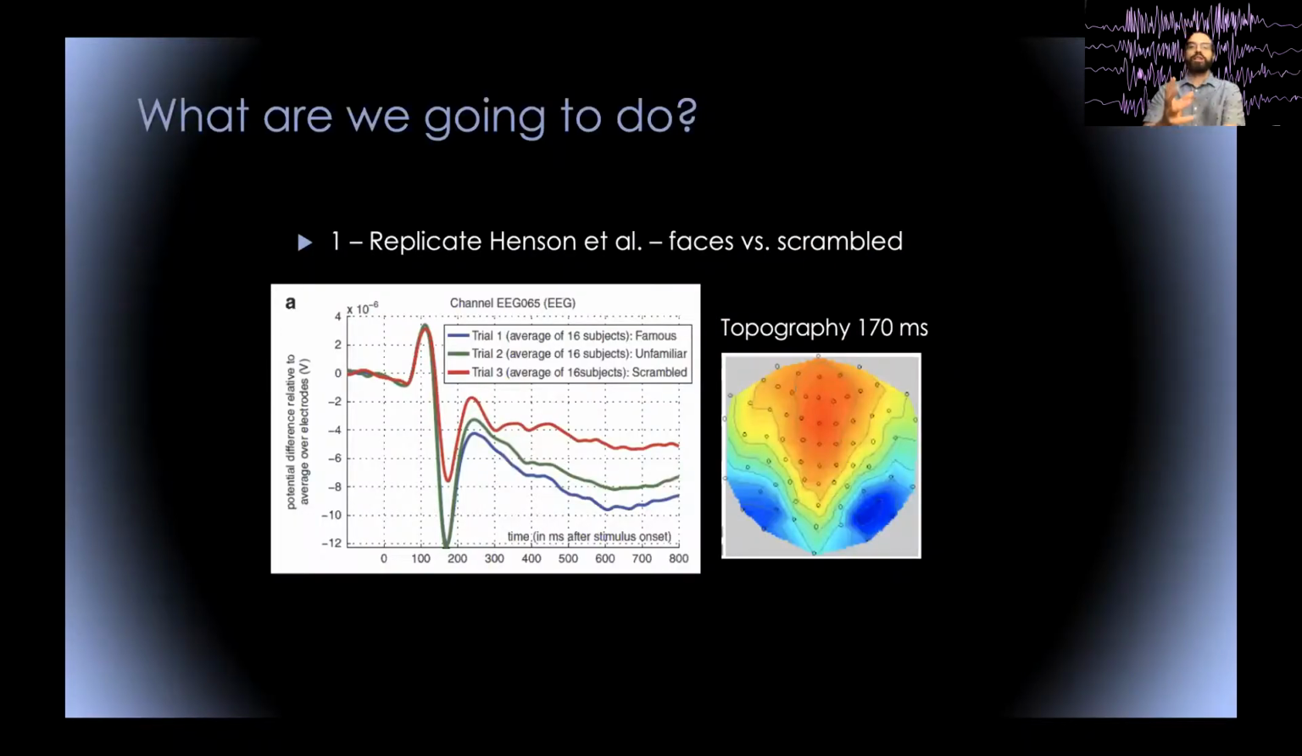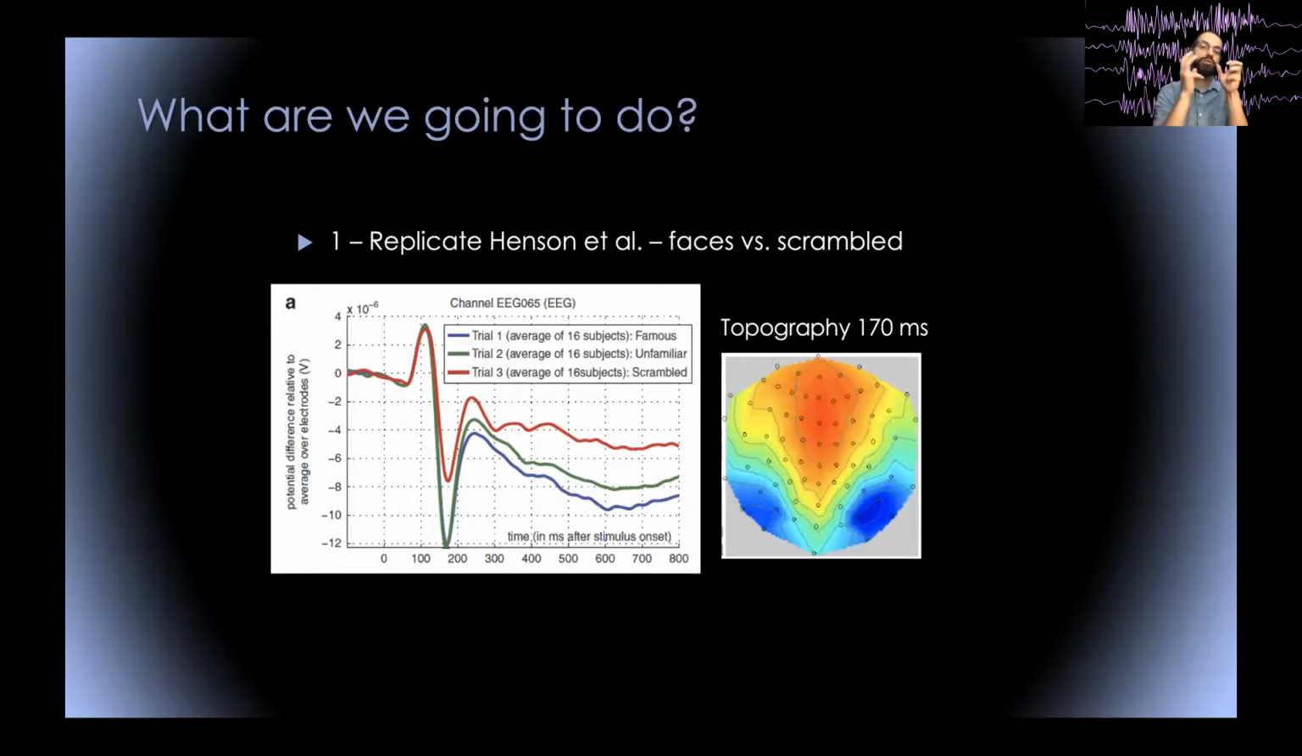And so in the last part of this video, what we're going to try to do is to replicate what the author of this data set found for faces versus scramble. So they compared the ERP, event-related potential, for faces versus the ERP for scramble images.